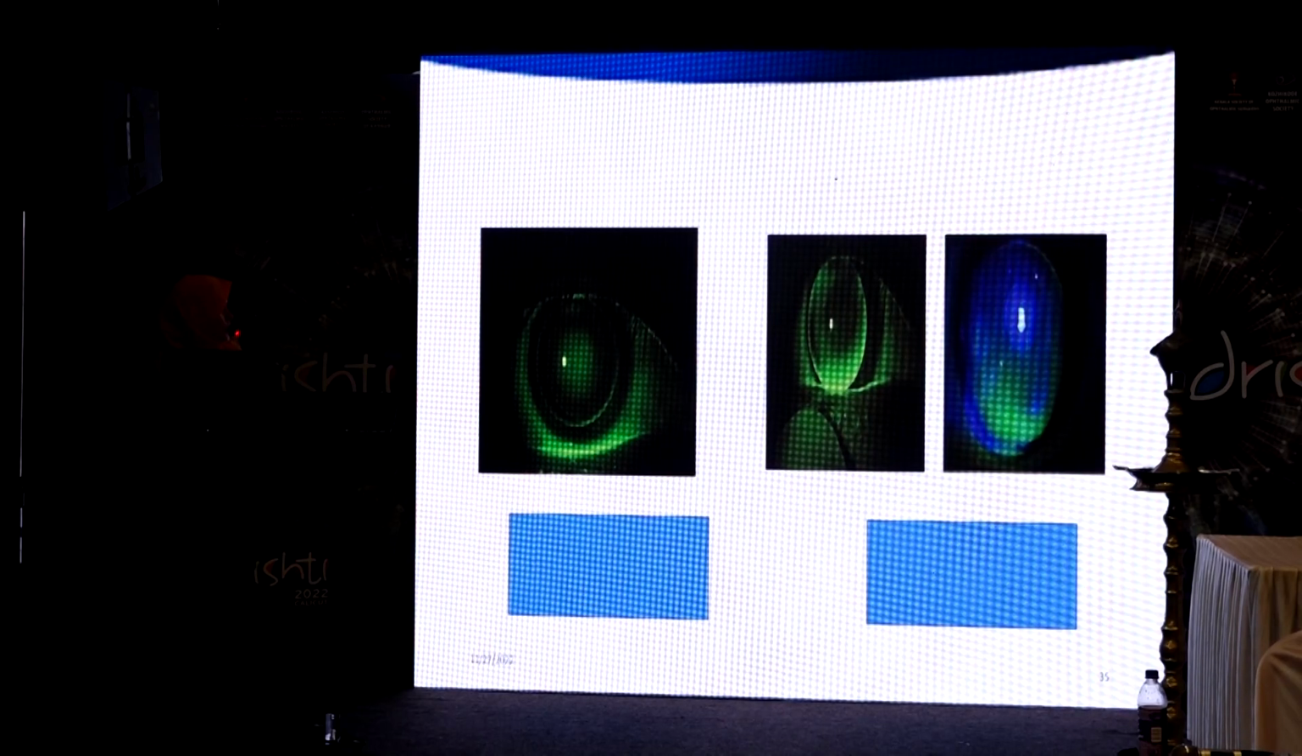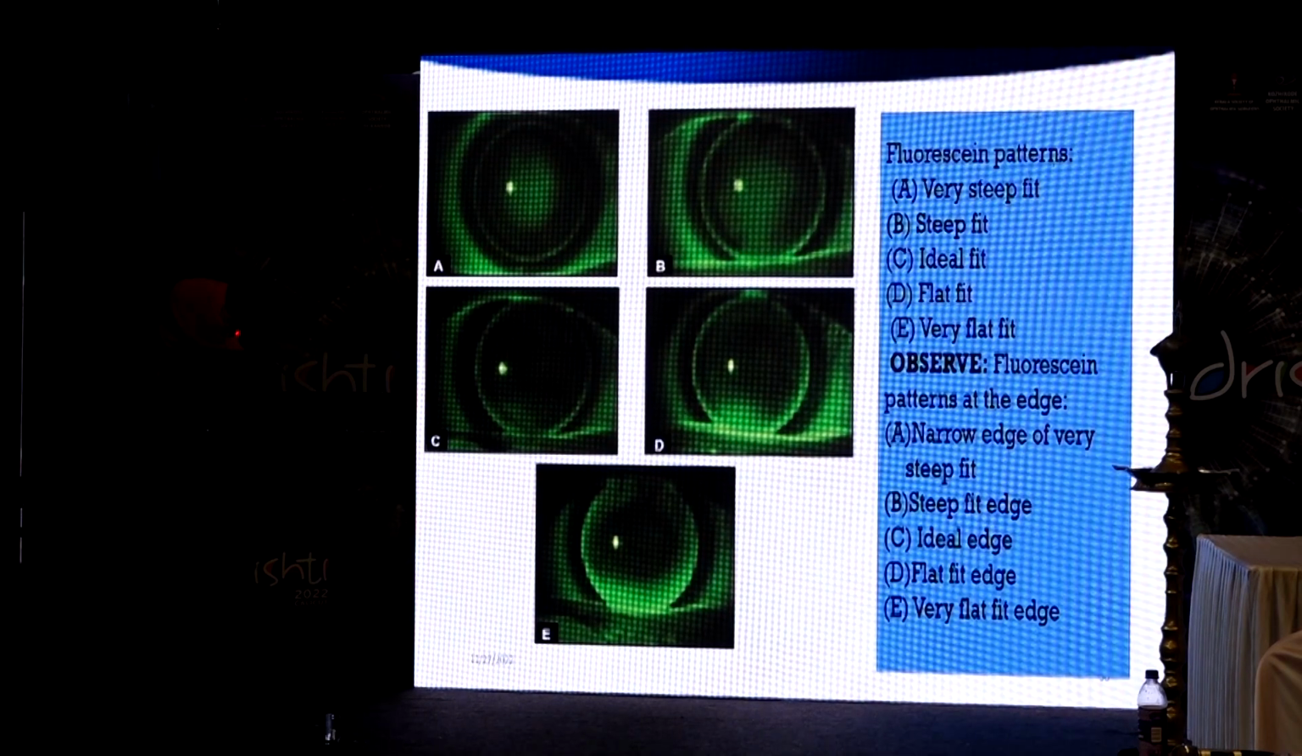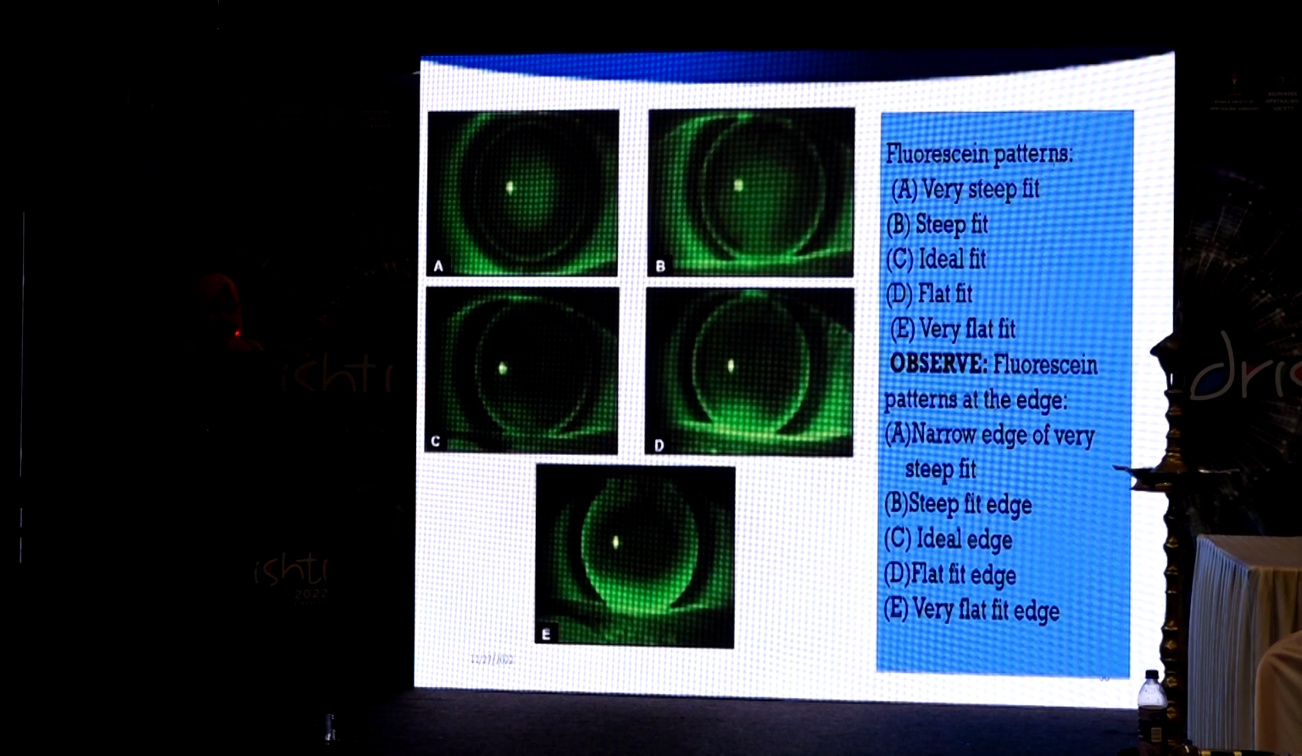So here the first picture shows the central pooling, and also there is the thin edge. So it is a picture of a steep fit, and the next picture shows the flat fit. So these are different fits showing. The first one is a very steep fit, where you can see a central pooling and also a very narrow edge. The second one is a steep fit, where you can see a steep fit edge, and also in C there is an ideal fit, where you can see a central clearance and also a good edge clearance.